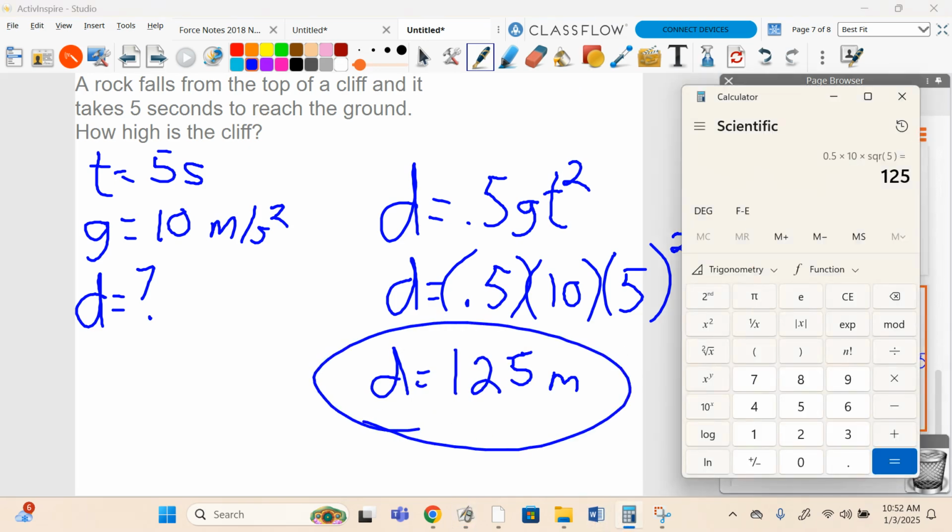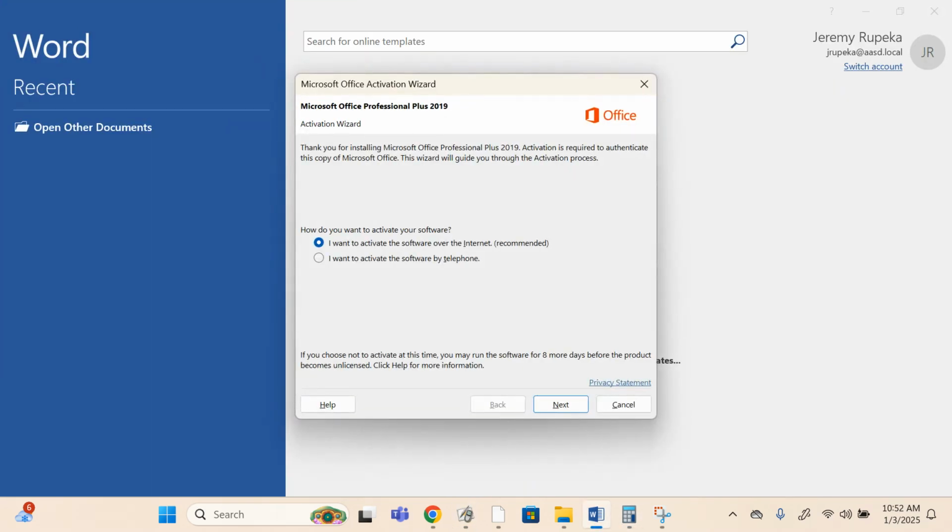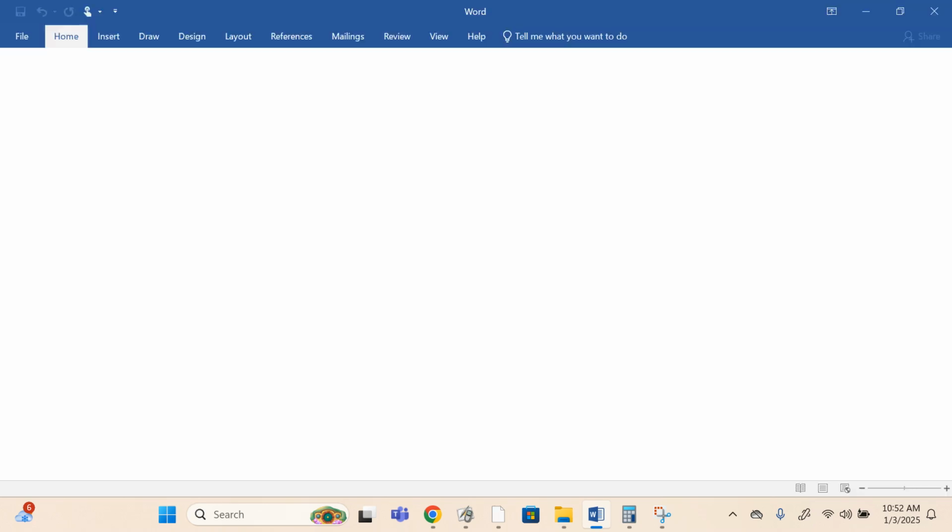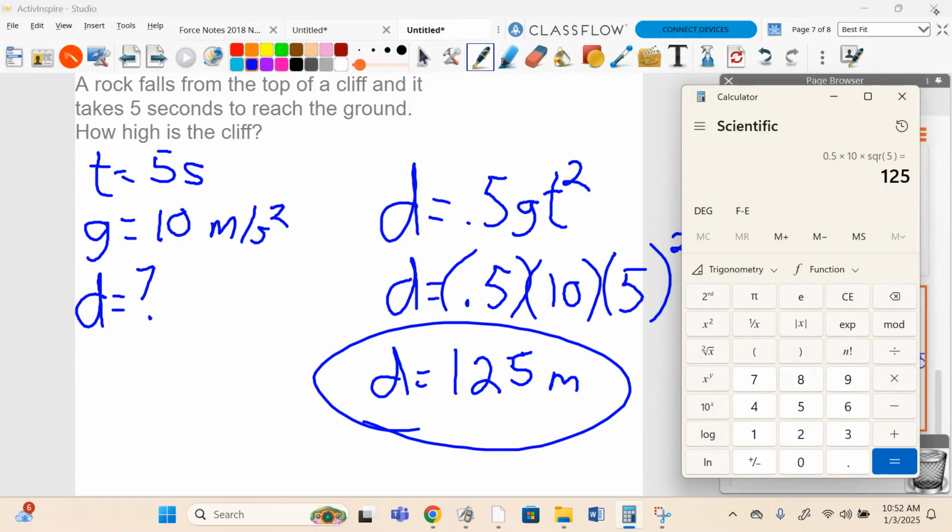If I use the parentheses, I'll get the same answer. 0.5 times 10 times 5 squared. And I still get 125 if I'm using parentheses instead of using the multiplication button.